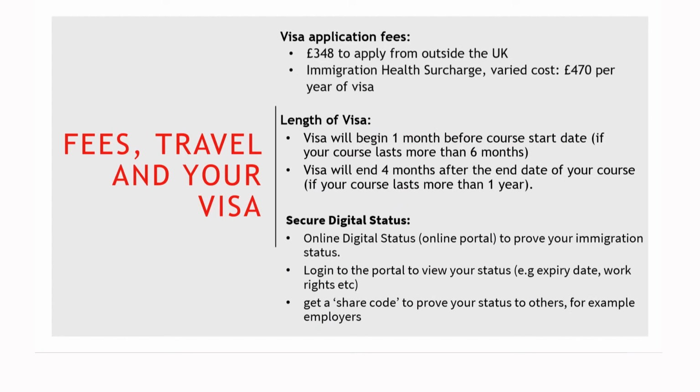You will also be able to generate what is known as a share code on that online portal page, and this share code you can give to other people to prove your immigration status in the UK. For example, it's likely you will need to provide that share code to the university when you come to enrol, so we know that you've got the immigration rights to study, and you can also provide that to employers as well if you wanted to work in the UK to prove that you have the right to work.